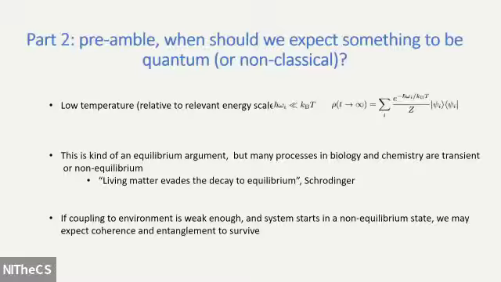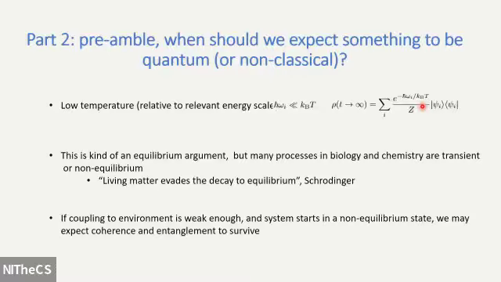So one rule of thumb is you might expect that if your temperature is high, you're in a thermal state, and in the eigenspaces of your system, it starts to look classical. There's no coherence. And if you have infinite temperature, a thermal state has no coherence in any basis. So this is the ultimate classical limit. But this is an equilibrium argument. Maybe whatever you're observing is not in equilibrium. Maybe it has some transient process or it's non-equilibrium.